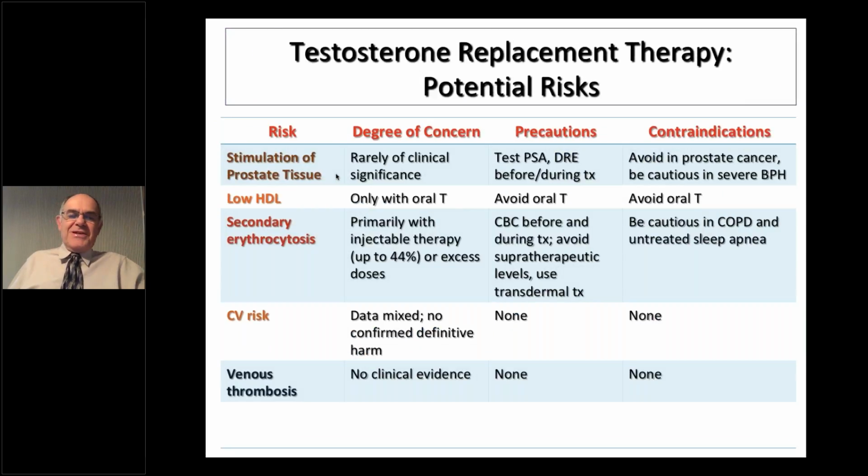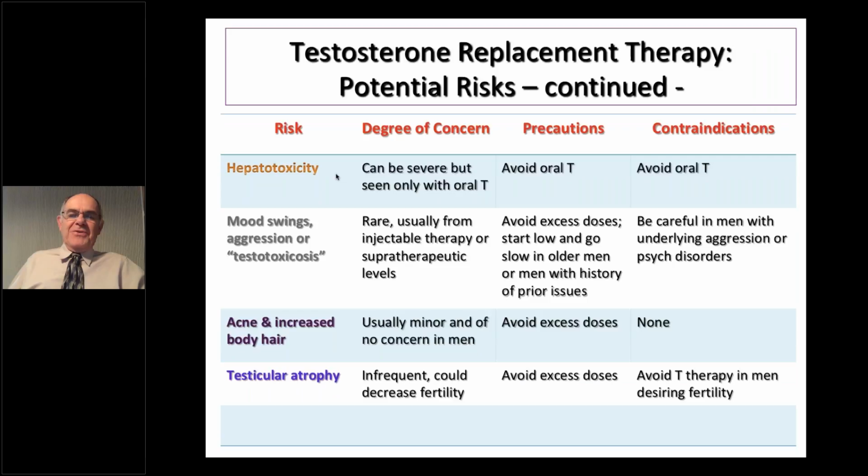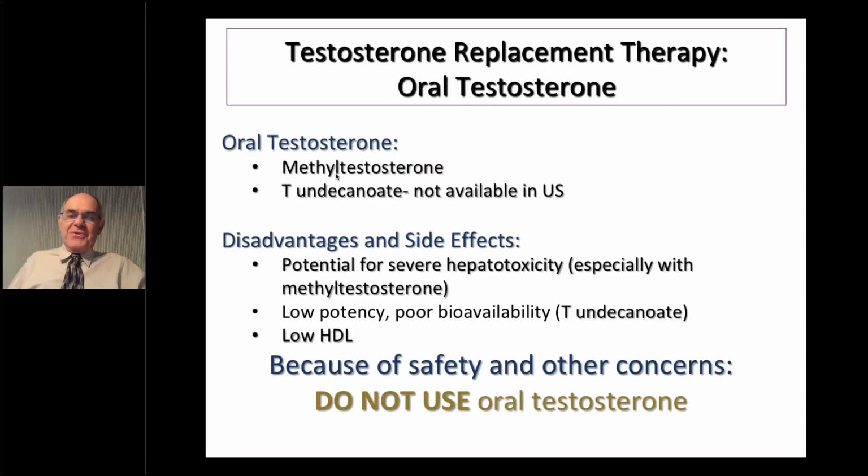So here are some risk things, some degree of concern, some precautions that come when people do a testosterone replacement. It can certainly be a concern and a problem. The main thing is hepatotoxicity, liver toxicity. Hopefully you don't know any people who take oral testosterone. It is not indicated because of safety factors, and so my suggestion is you never want somebody using oral testosterone.